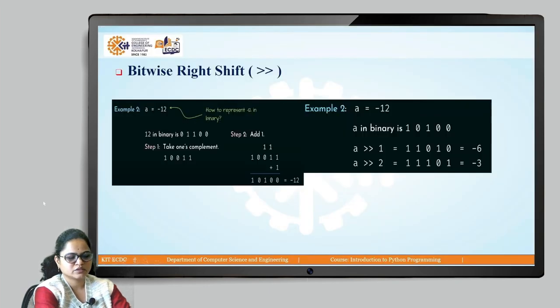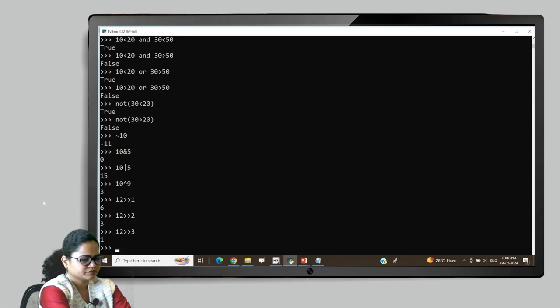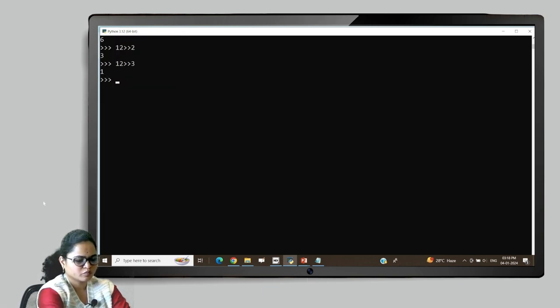So here the same result we have got for minus 12, 10100 as the binary of it. Now perform the same operation. So A right shift 1, you will get the result as minus 6. A right shift 2, you will get the result as minus 3. So minus 12 right shift 1, you will get the result as minus 6. Minus 12 right shift 2, you will get the result as minus 3.